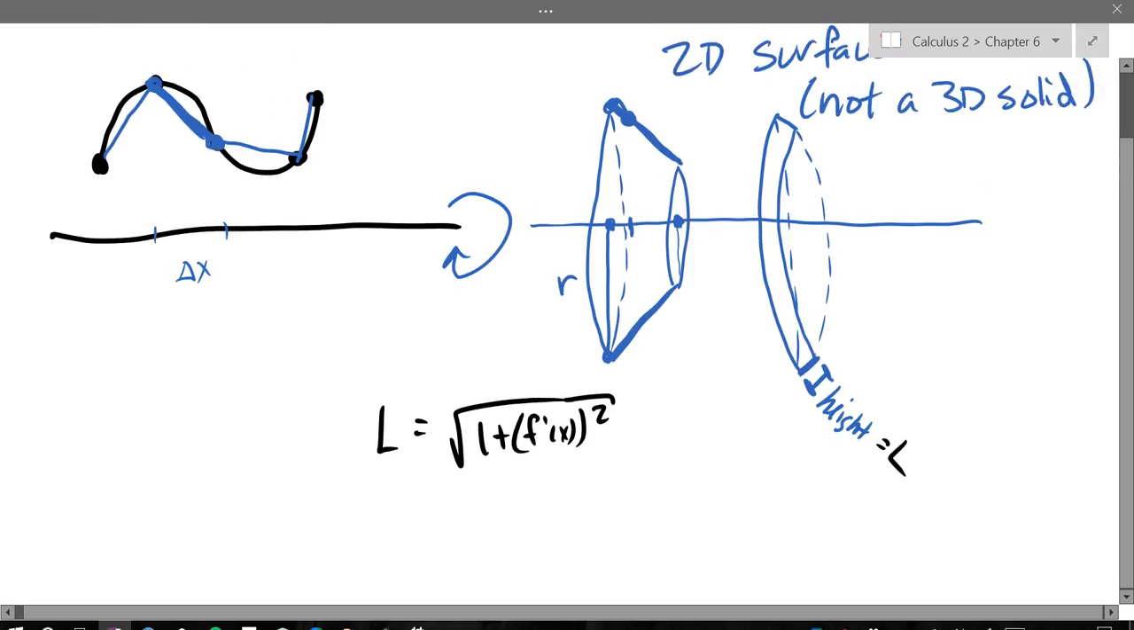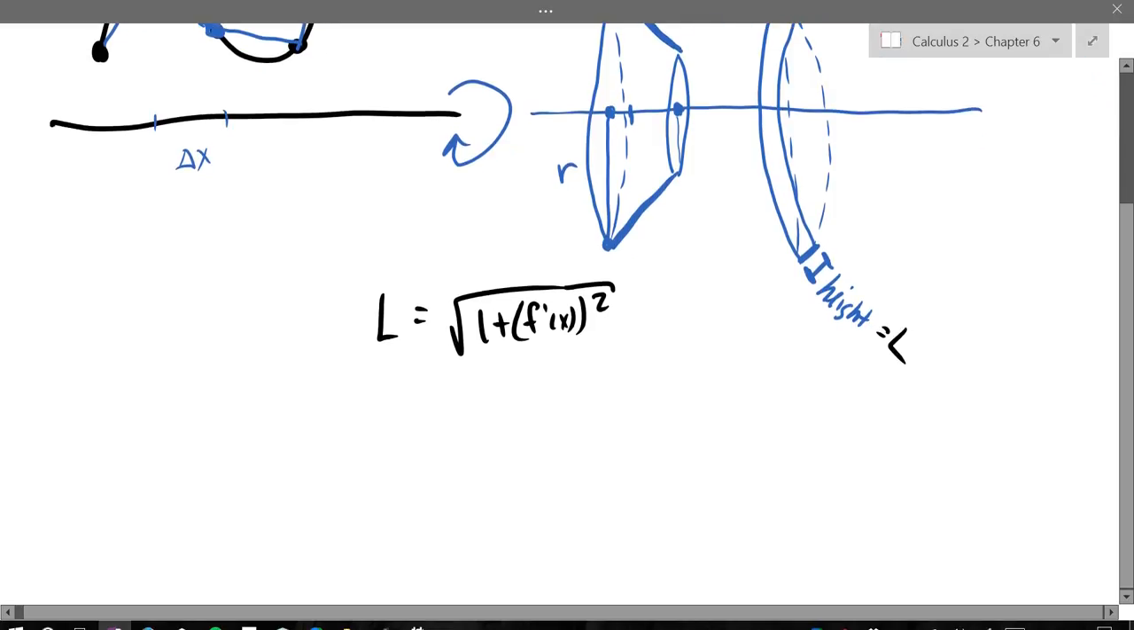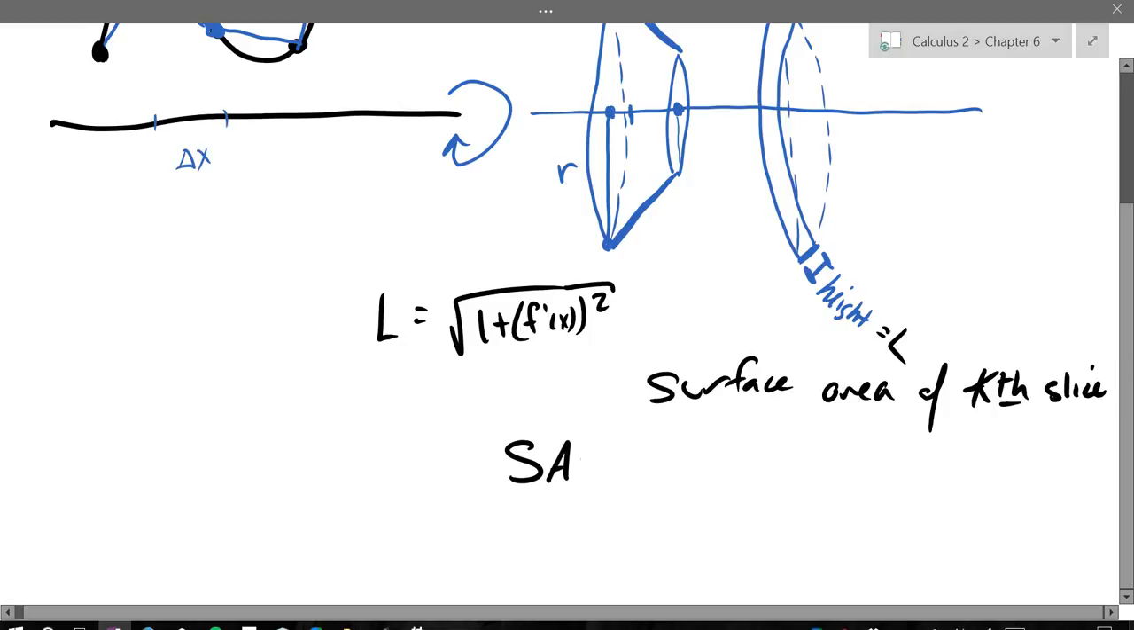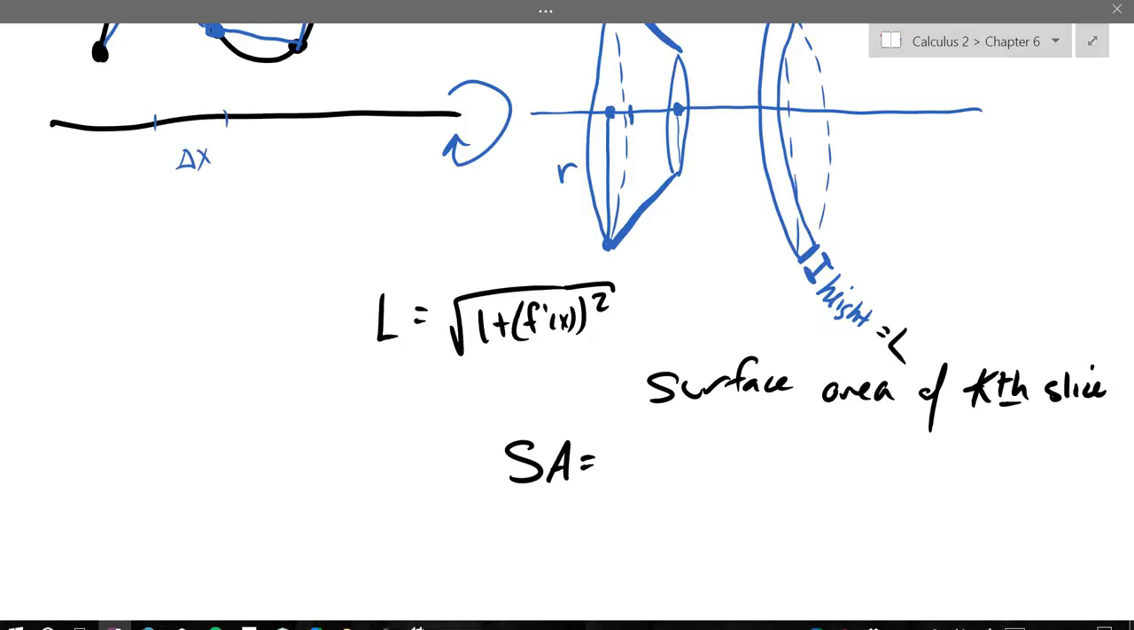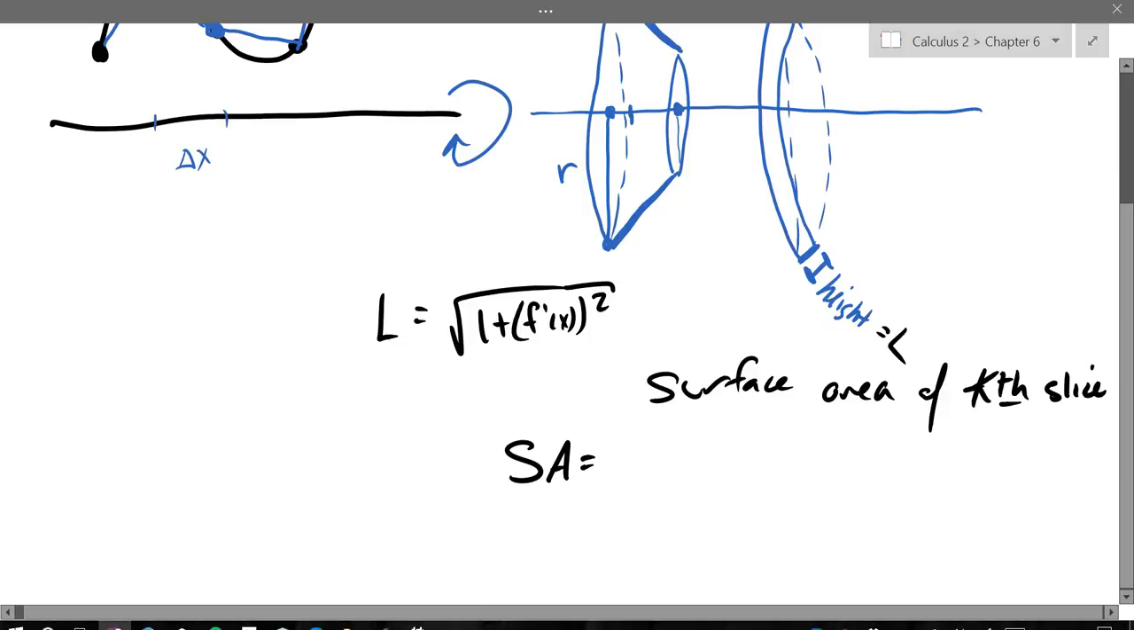Okay, so how do I get the actual area now of this shape? How do I get the surface area of this little slice? So we'll call this the slant slice. Our surface area is basically circumference multiplied by height. That's the way you do the area of a cylinder. Just think of a soup can. You want to know how big the label is, cut it off. You've got a circumference measurement and the height. The only weird thing is our height is this L right here. That's the only difference.